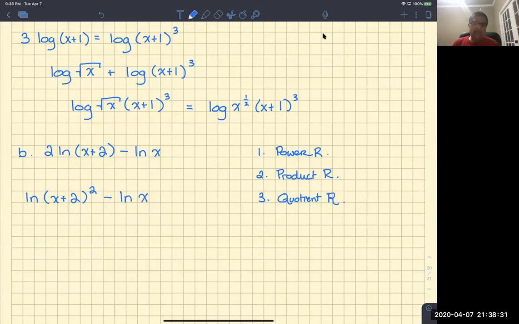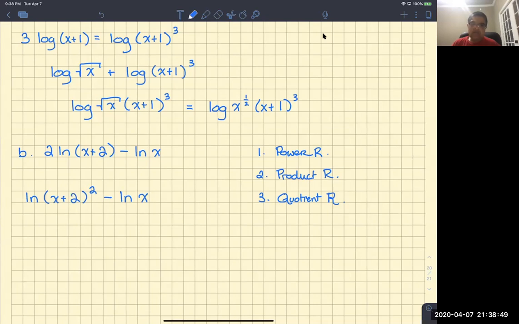Now, the next thing, product rule. Well, I can only use the product rule if I have logs of the same base being added to one another. But I don't have that. I don't have an addition problem here. So there is no opportunity for me to utilize the product rule.